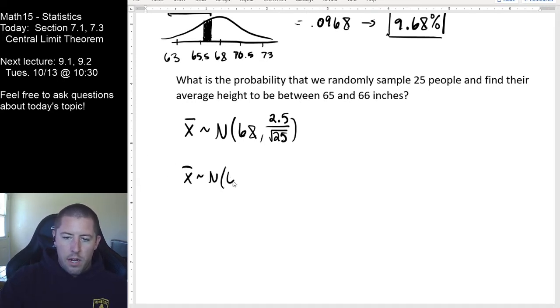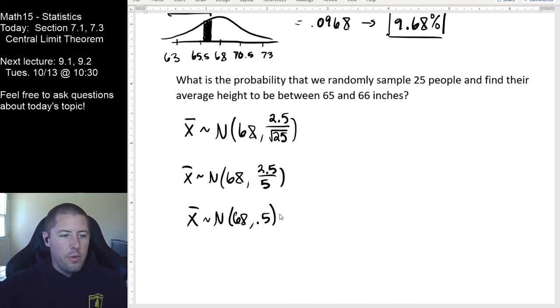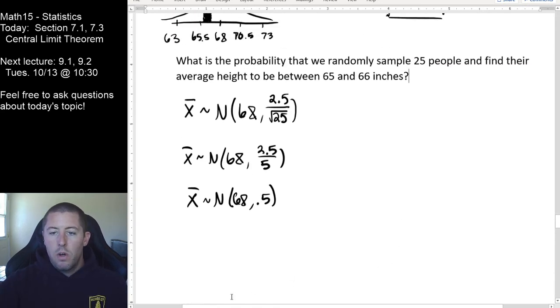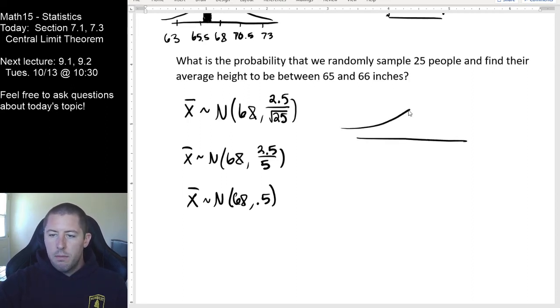So I'll do my work here in distribution notation. The square root of 25 is 5, and so it looks like we now only have 1/5 as much deviation. We only expect to see 1/5 as much deviation as before. So now I can go ahead and redraw my picture. My picture is going to be quite a bit different.